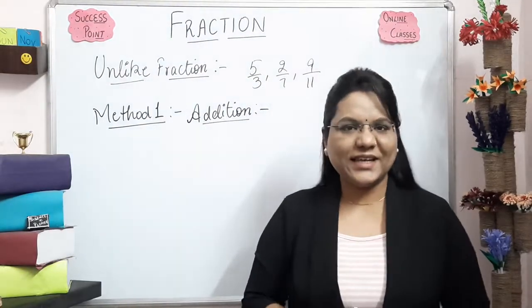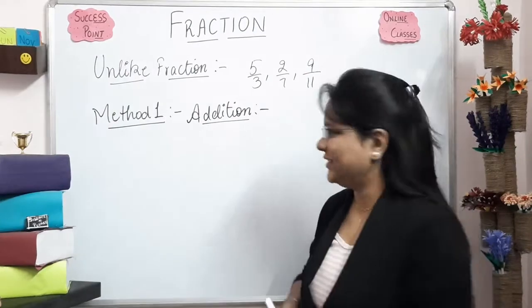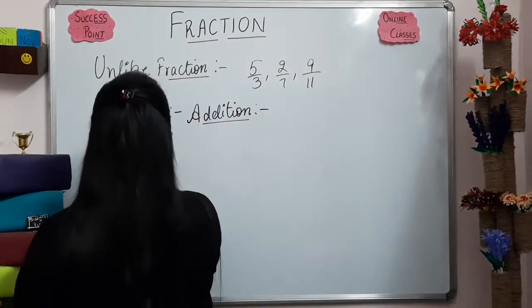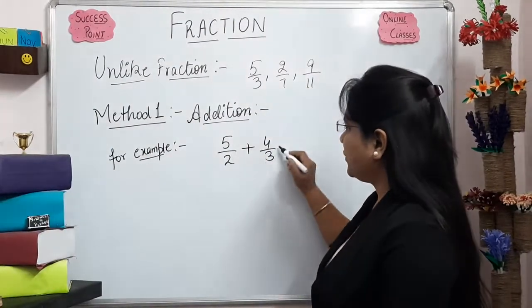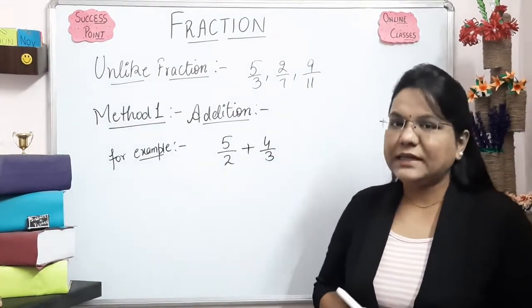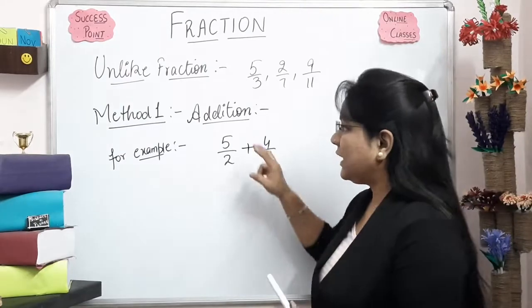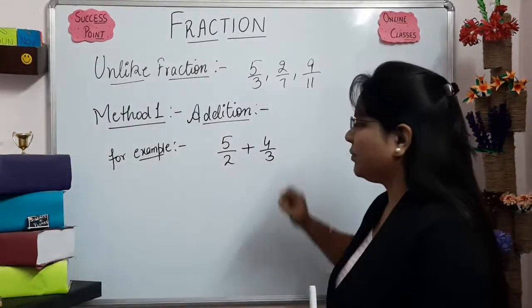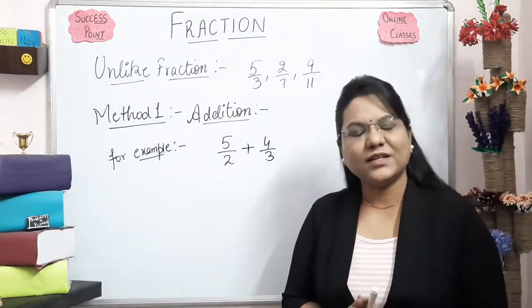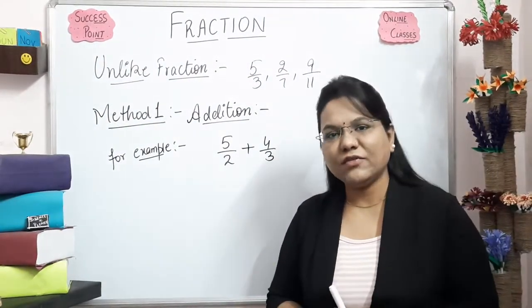Okay guys, let's take an example of addition. Suppose we have two numbers, 5 by 2 plus 4 by 3. Now, to check whether they are unlike or not, we just have to check the denominators. The denominators are different, which means these are unlike fractions.